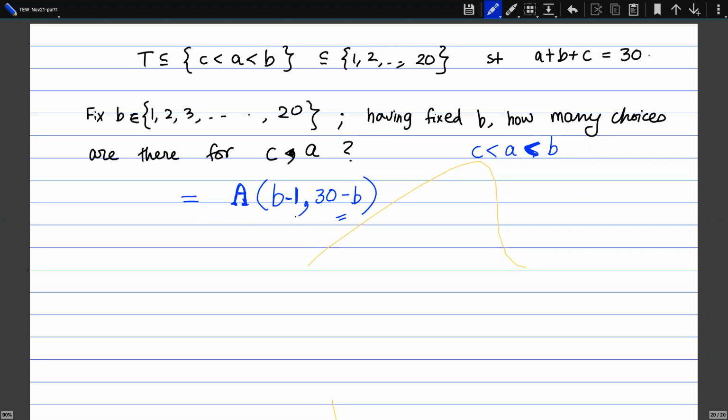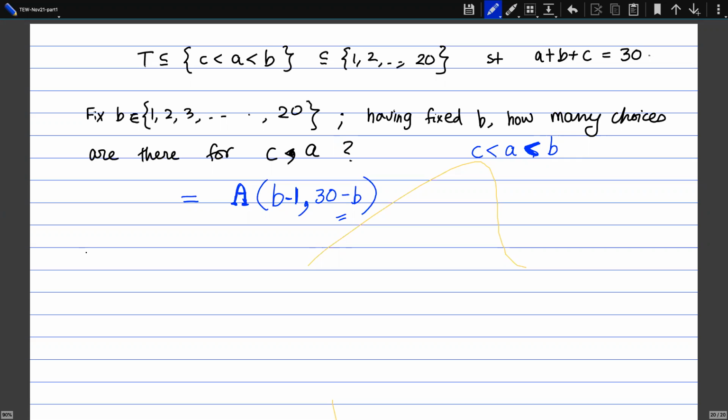Okay. Is this fine? So, having fixed a B, the number of choices for A and C can be expressed in terms of this function capital A. It turns out to be capital A of B minus 1 comma 30 minus B. Okay, now having done this, what's the solution to the original problem?